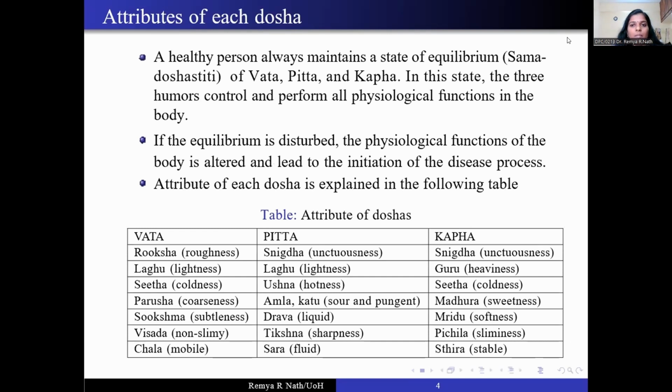The three doshas, Vata, Pitta and Kapha, perform all physiological functions in the body when they are in equilibrium. If the equilibrium is disturbed, the physiological functions of the body are altered and lead to the initiation of the disease process. The attribute of each dosha is explained in the following table.